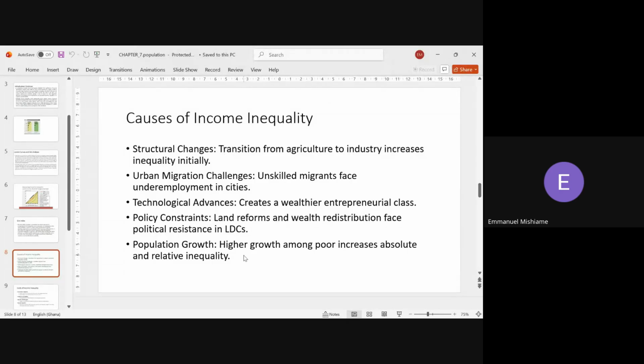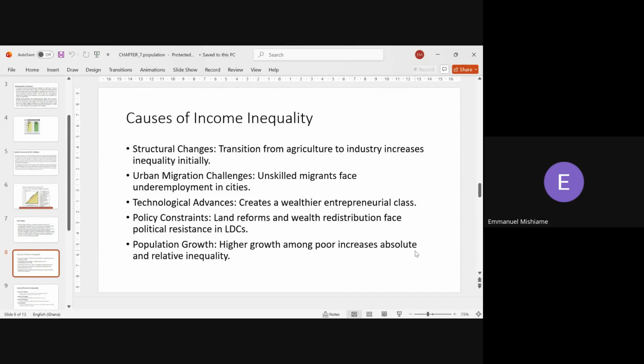Now, the next one looks at policy constraints, where we look at land reforms and wealth redistribution, which face political resistance in least developed countries. And then population growth also records higher growth among poor people, which increases absolute and relative inequality. So more people being born in these poor areas, higher growth among the poor, increases absolute and relative inequality.